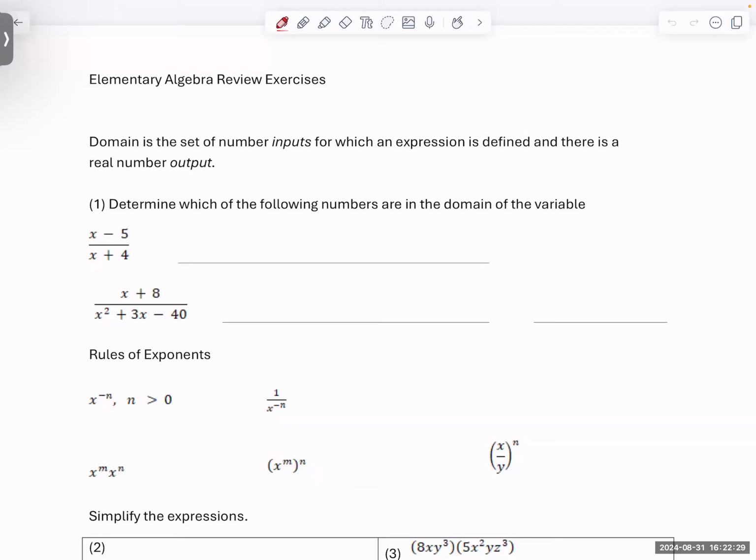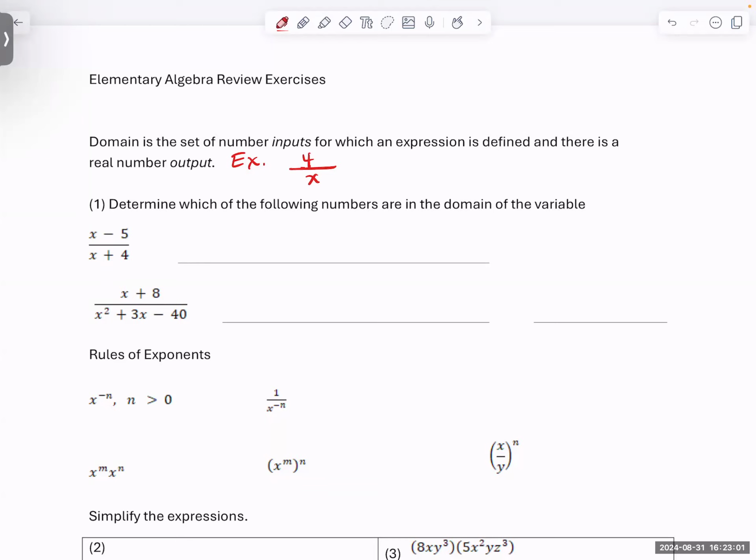Domain is the set of number inputs for which an expression is defined and there is a real number output. For example, take 4 divided by x. X can be any real number, but we don't want x to be 0 because then we'd have division by 0, which is undefined. So this rational expression is defined for all real numbers except 0.